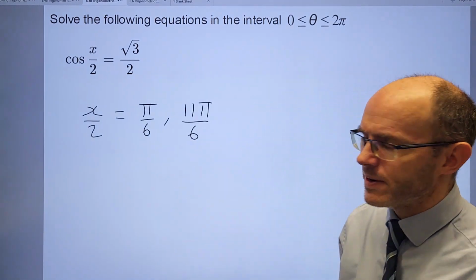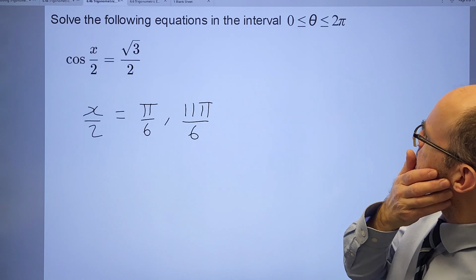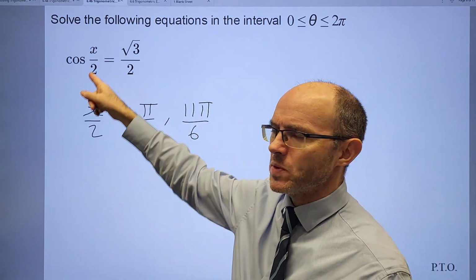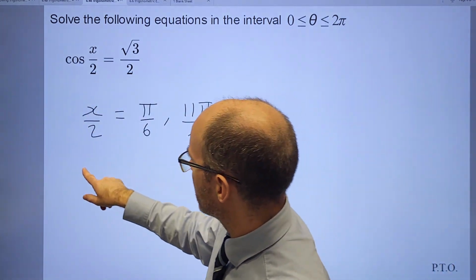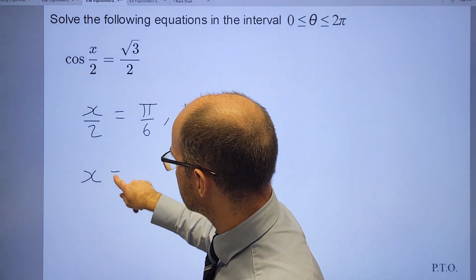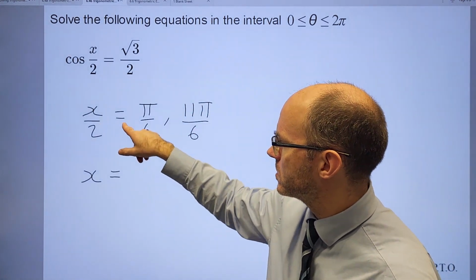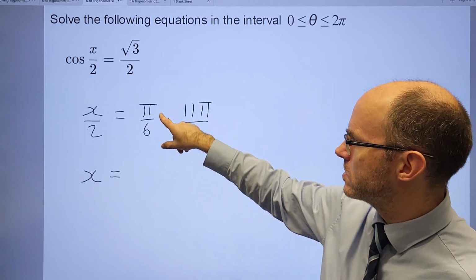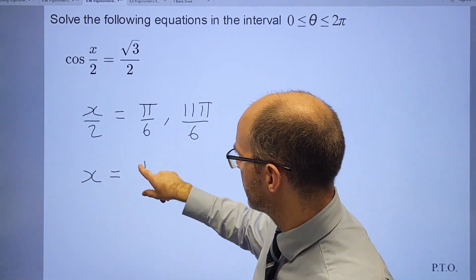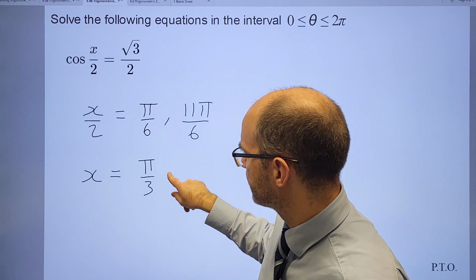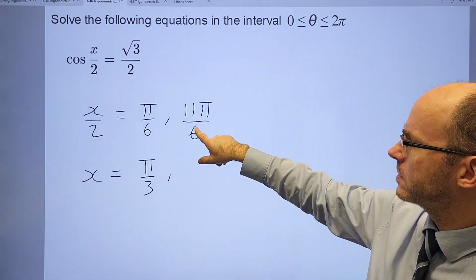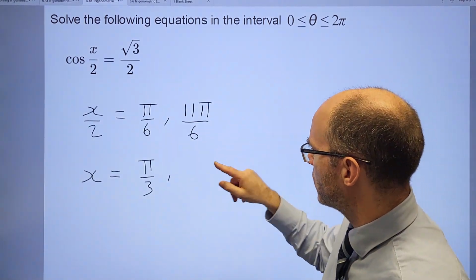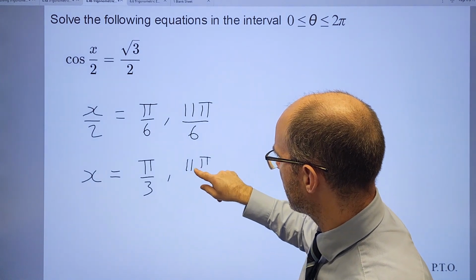Okay. Now, how many answers are we expecting? Well, this is x over 2, isn't it? So what we're going to do is we're going to end up doubling these answers. So we're going to do 2 times that, which gives us 2 pi over 6, or pi over 3. We're going to double that, which is going to be 22 pi over 6, or 11 pi over 3.